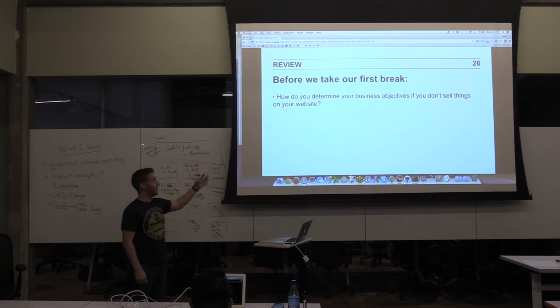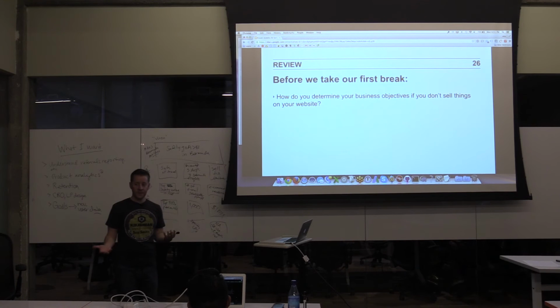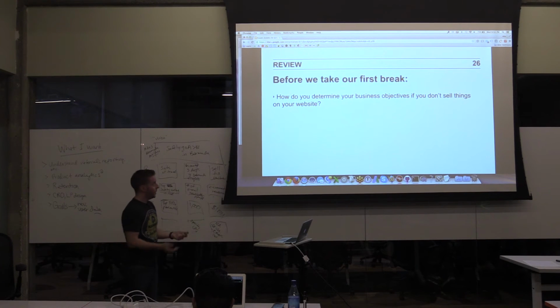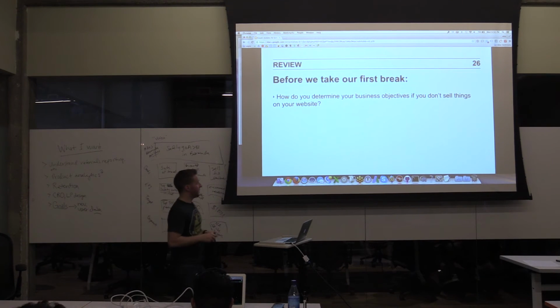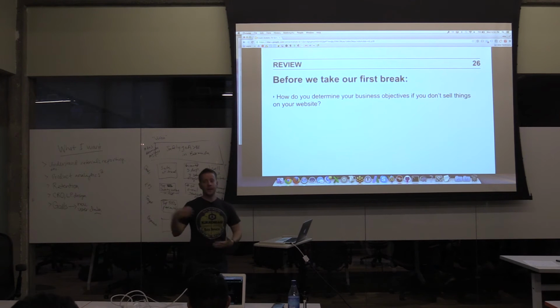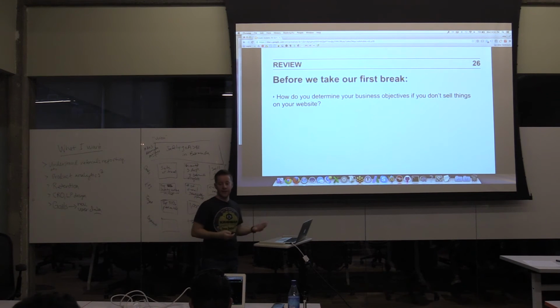Another good example would be Mashable. They don't sell anything on their website directly to the site visitor. So in determining their business objectives, they'd say, well, we're trying to get more visitors so we can serve more ads, and that's where we end up making our money. So we should really look at things that get us more people to our website. That would be a good example of something that would affect a business objective.